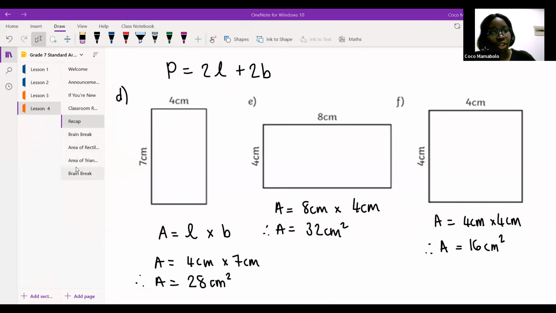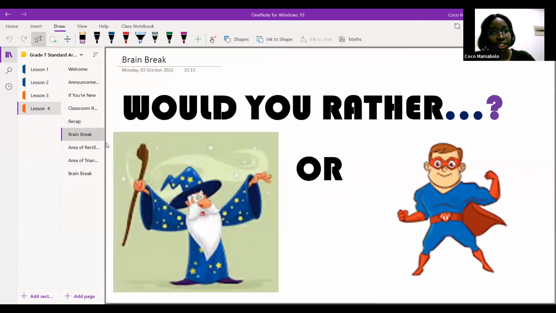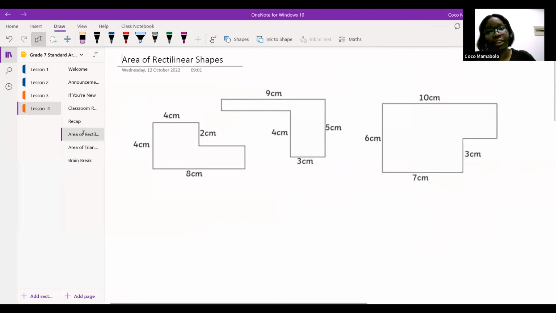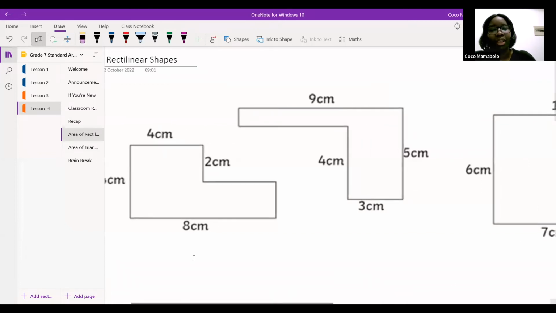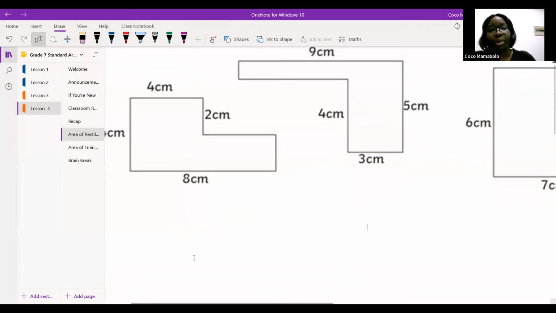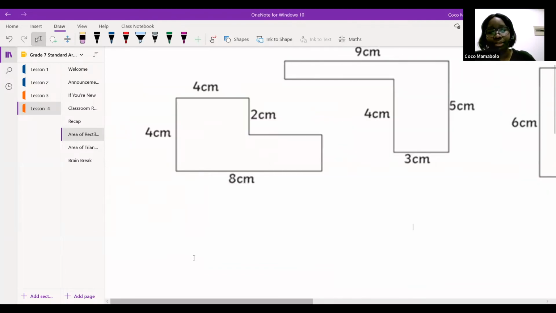All right, we are not doing a brain break yet. This is the old brain break. I need to delete it. Okay, we are doing area of rectilinear shapes, right? Do we remember how to do this? Because we had looked at this in a little bit of detail in the last lesson, and you guys were like, ma'am, where's the challenge? I remember you rubbing it in my face. Do we remember how to do this?